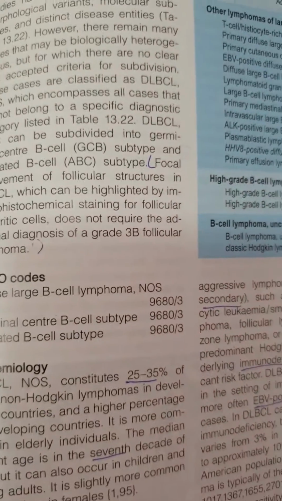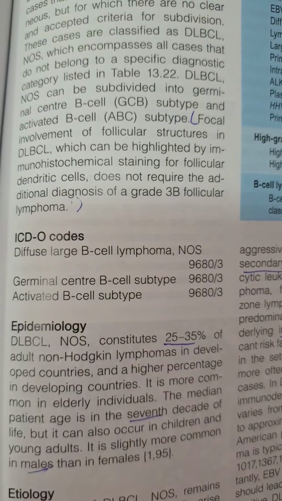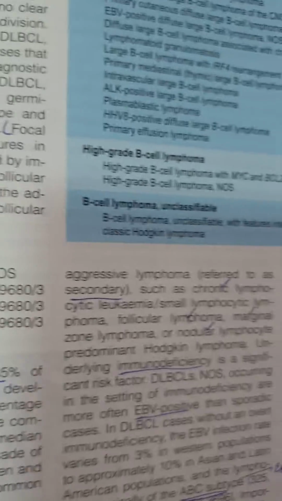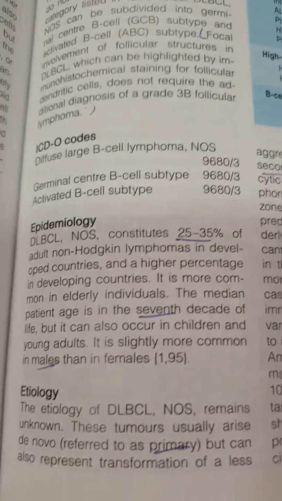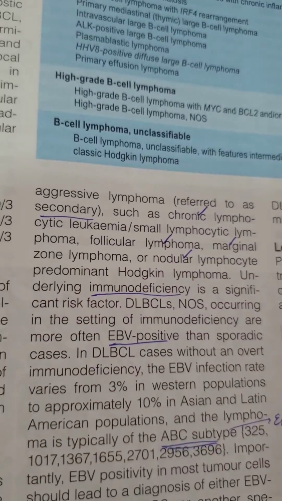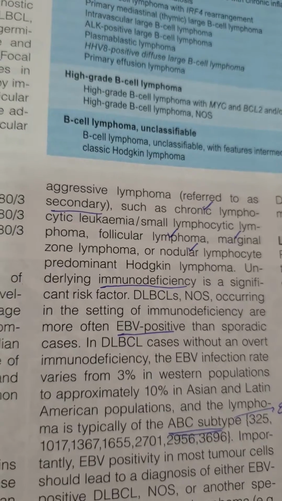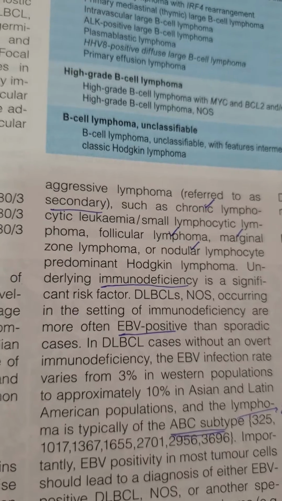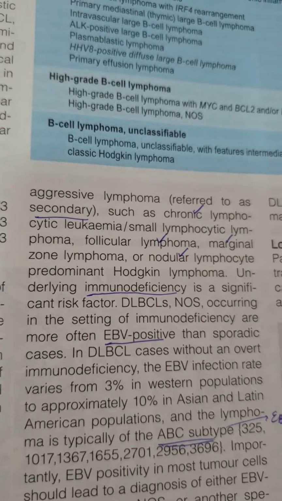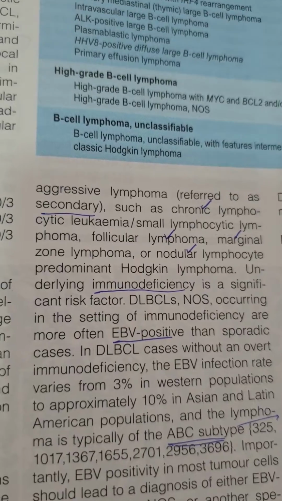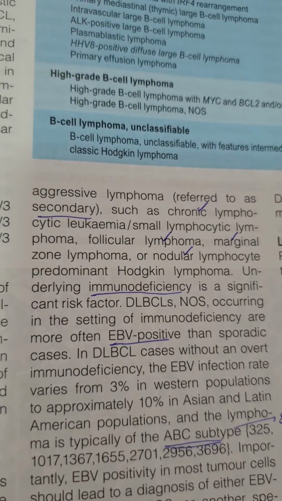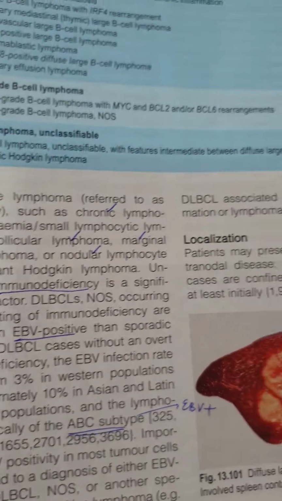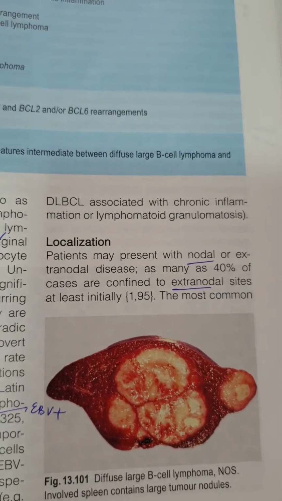It is 25 to 35% of all NHL, occurring in the 7th decade and more in males. Etiology can be primary or it can be secondary, secondary to CLL, SLL, follicular lymphoma, marginal zone lymphoma or NLPHL. Underlying immunodeficiency is a risk factor. EBV positive cases are more common in the immunodeficient. ABC subtype is usually EBV positive. Then localization, it can be nodal or extranodal.